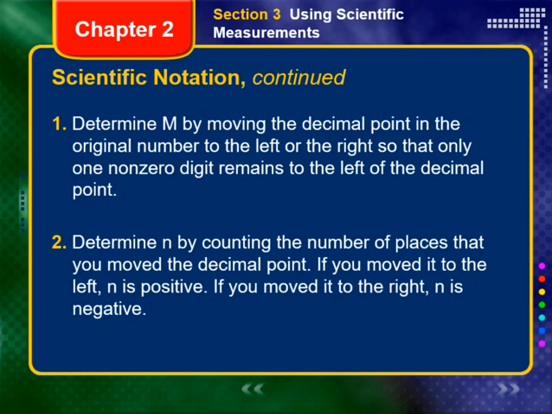1. Determine m by moving the decimal point in the original number to the left or to the right so that only one non-zero digit remains to the left of the decimal point. 2. Determine n by counting the number of places you have moved the decimal point. If you moved it to the left, n is positive. If you moved it to the right, n is negative.